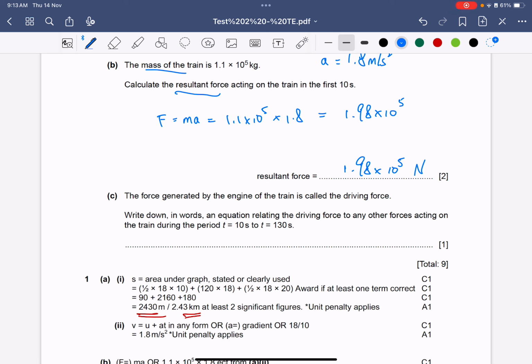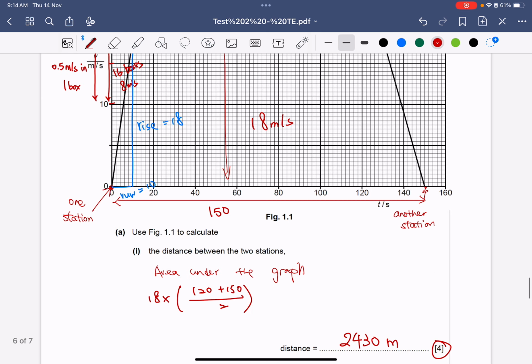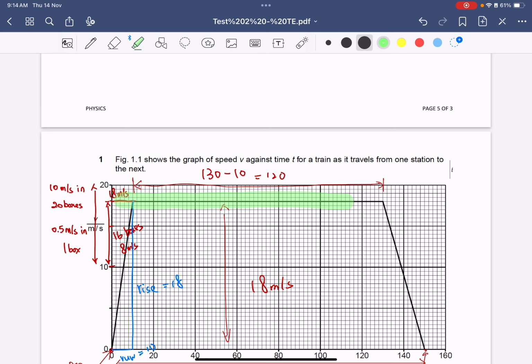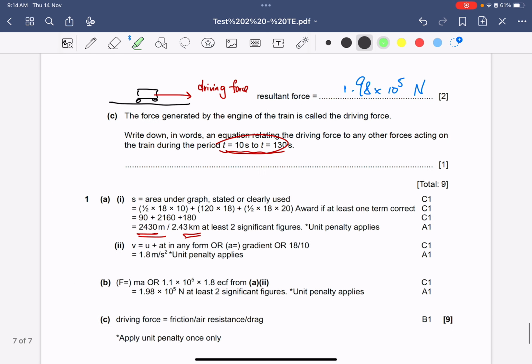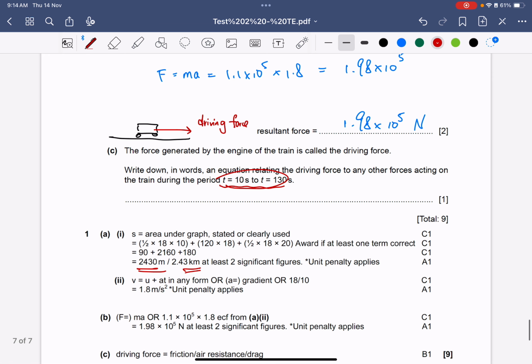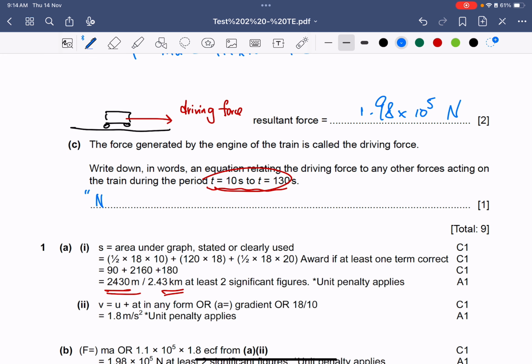Finally, they say the force generated by the engine of the train is called driving force. So therefore, the train has a forward force, we call it the driving force. And now, during this interval of time, relate the driving force to any other force. Well, during this period of time, what happened? You find out that the speed is constant. The speed is constant. It means that there is no acceleration. So your understanding would be no resultant force first.